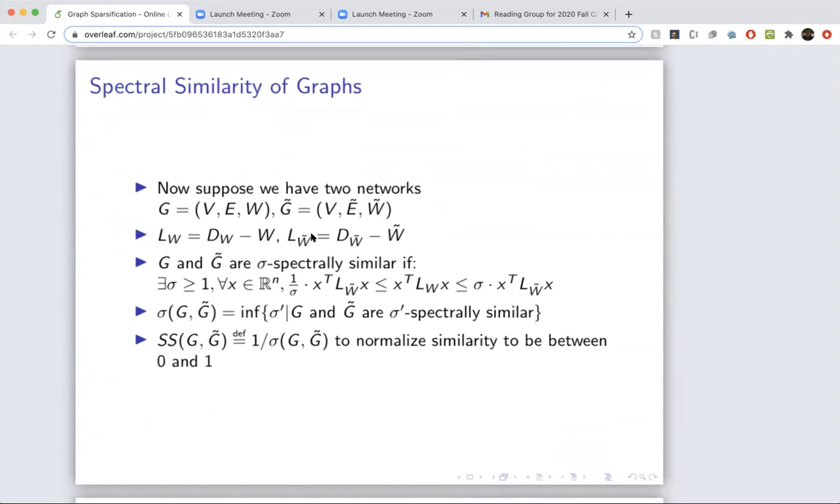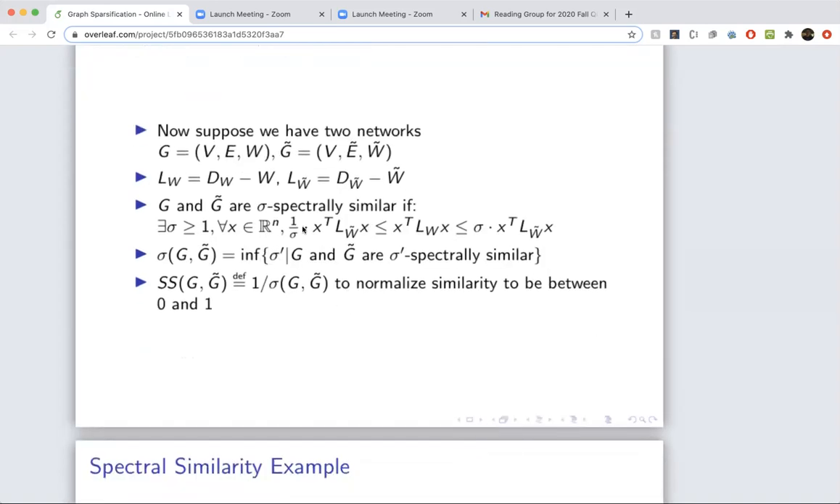So now, suppose we have two networks. I should clarify. For the case of spectral similarity, we assume the two networks have the same nodes but different edges. So this E tilde and E are now potentially different, but the vertices still stay the same. This is just for the sake of being able to compare the Laplacians. We want to make sure we have the same dimensions for both G and G tilde. So we also have W and W tilde as usual, and the Laplacians of W and W tilde are the same definitions that we've seen since the beginning, just the degree matrix minus the adjacency matrix.